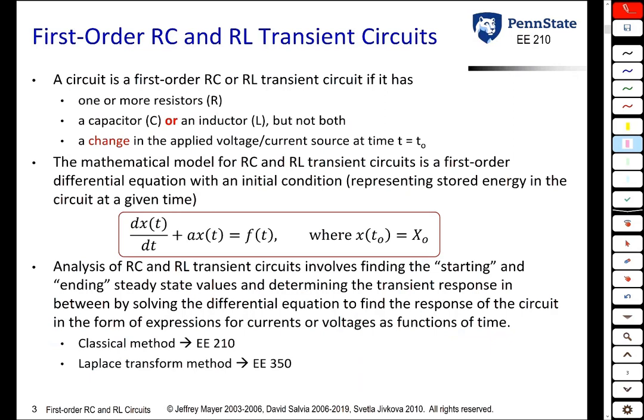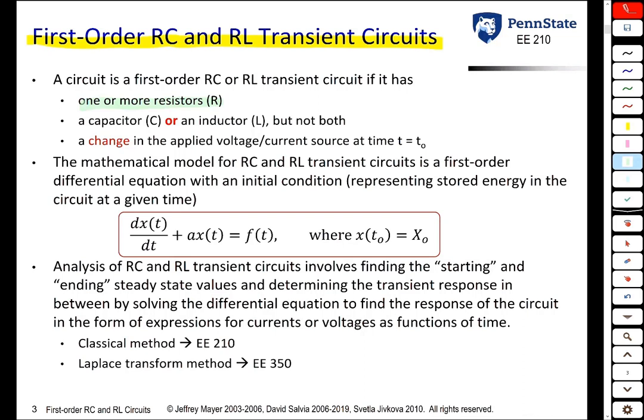In this packet of notes, we're going to focus on circuits that have only a single capacitor or a single inductor. We call these first order RC and RL transient circuits. To have a first order RC or RL transient circuit, you need a couple things. First off, you need at least one resistor. You could have more than one, but you need at least one. I should point out that it can either be a physical resistor or some other electronic device that acts like a resistor, such as a light bulb.